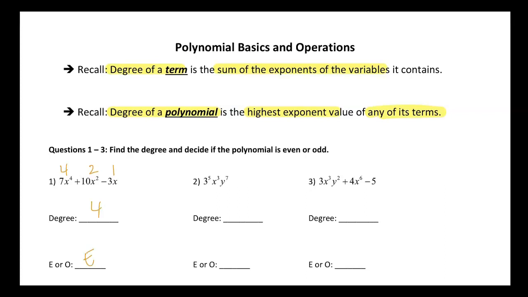For example 2, we're just going to find the degree for your variables. Don't worry about the exponent. So for this question, you're not going to add that 5. You're just going to add the 3 and 7. So 7 plus 3 is going to give me 10. My degree is 10, which means that this is an even degree. Do the same thing for number 3. Figure out what the degree is and if it's even or odd.